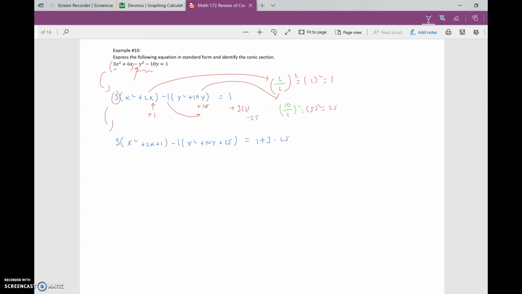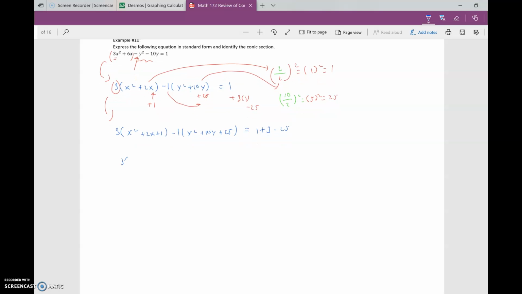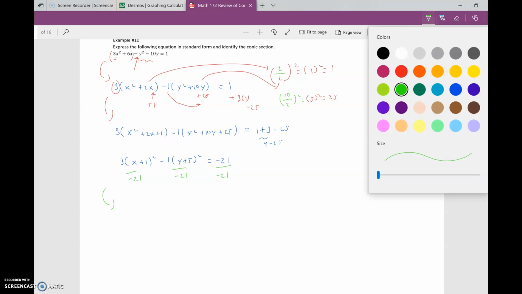Okay, so let me complete the square. This one's going to give us 3 times x plus 1 squared minus 1 times y plus 5 squared. This is equal to, on the right hand side, just on these two, a 4 minus 25. I'm getting negative 21. At this point, let me divide everything by negative 21 so that we can rewrite it in standard form.